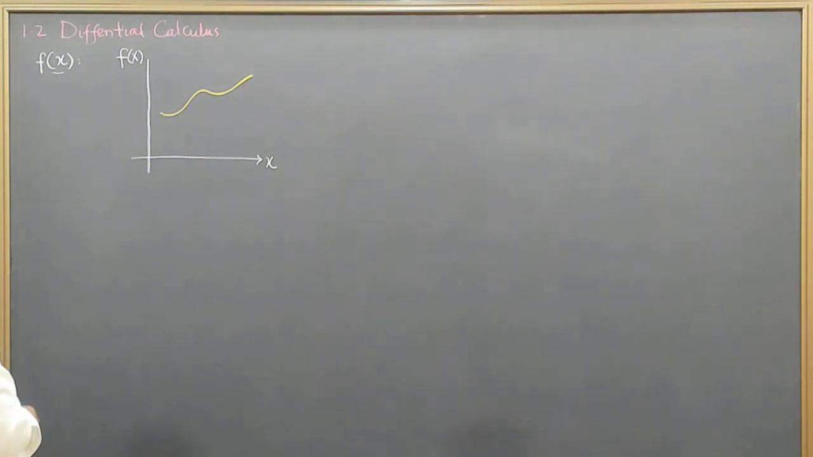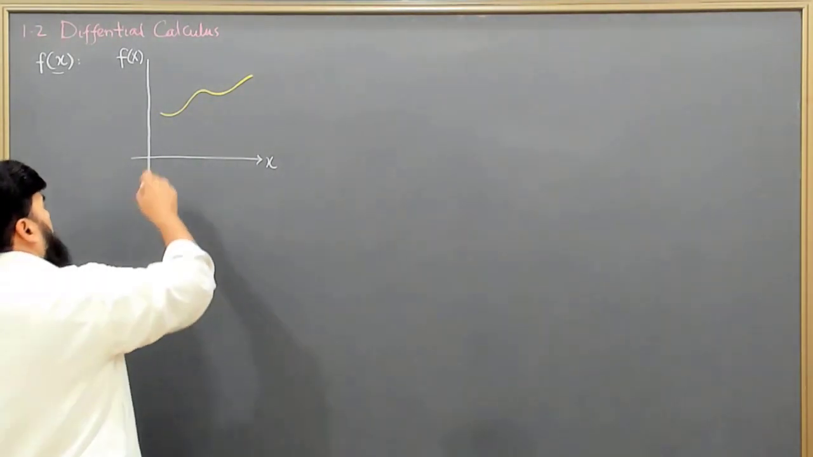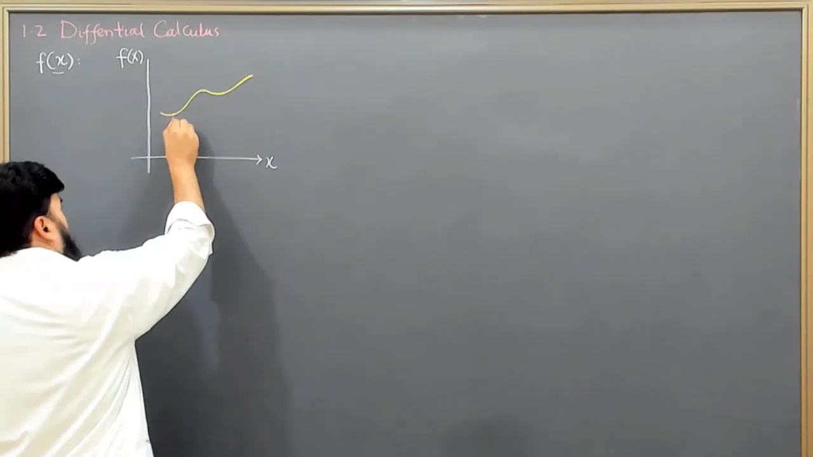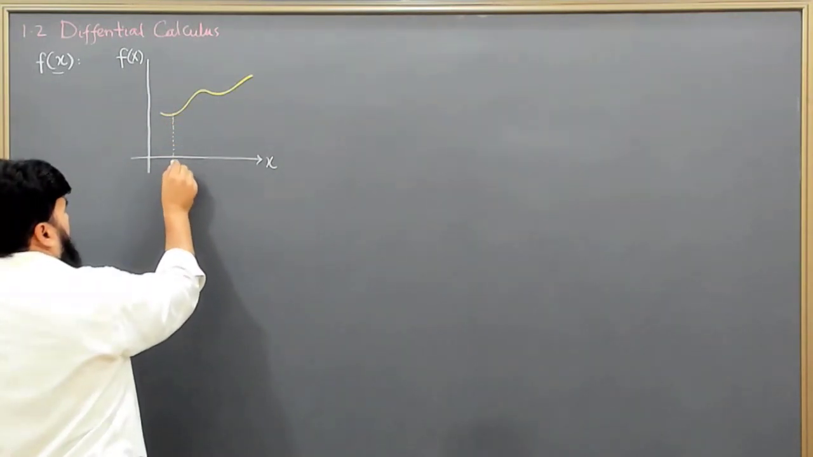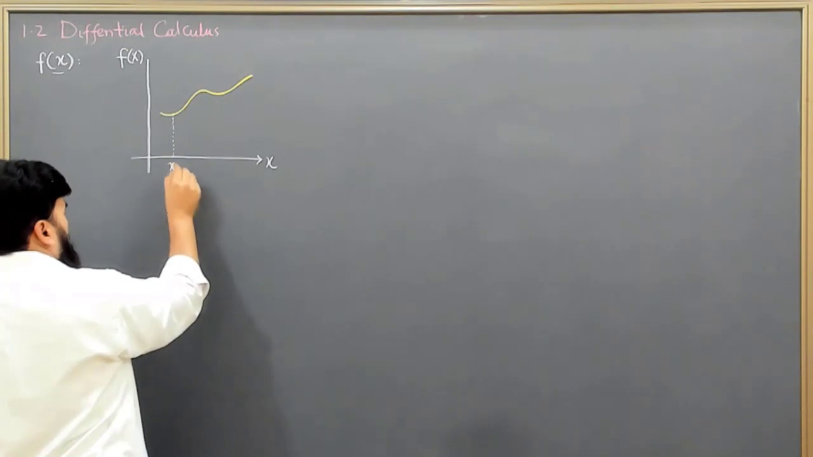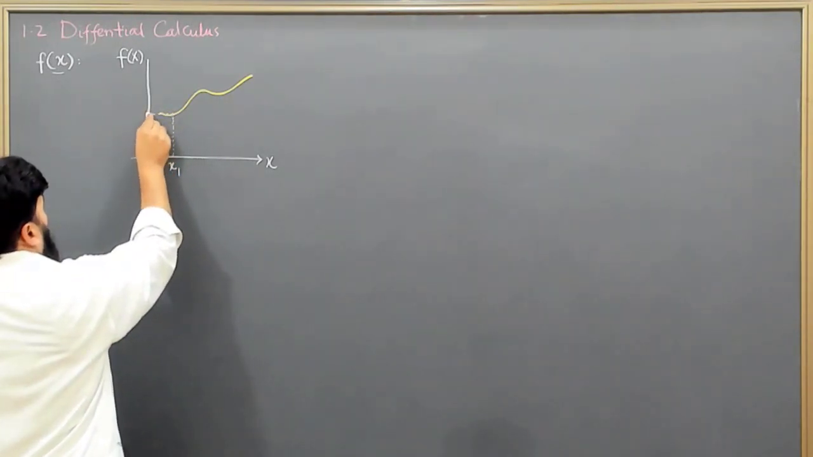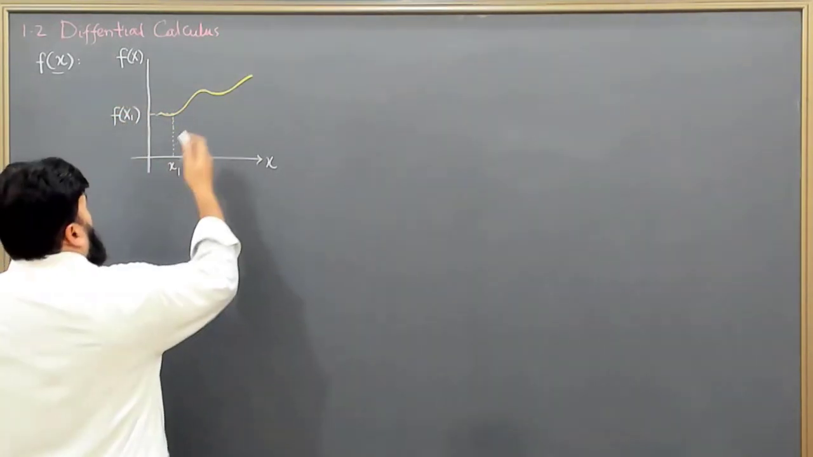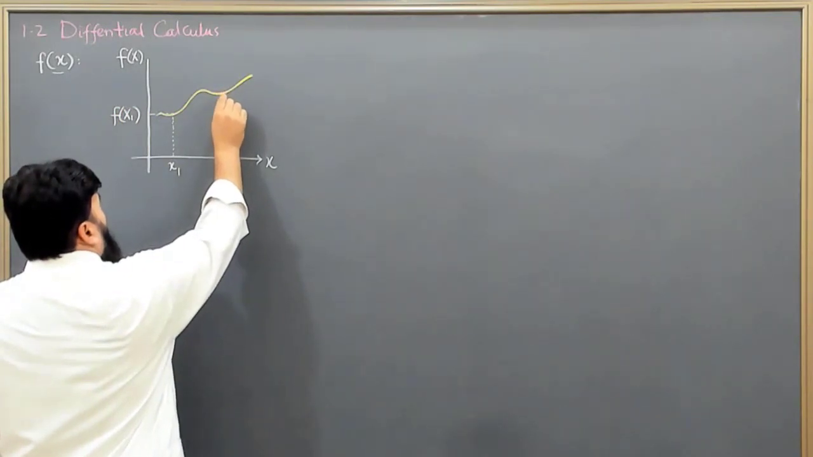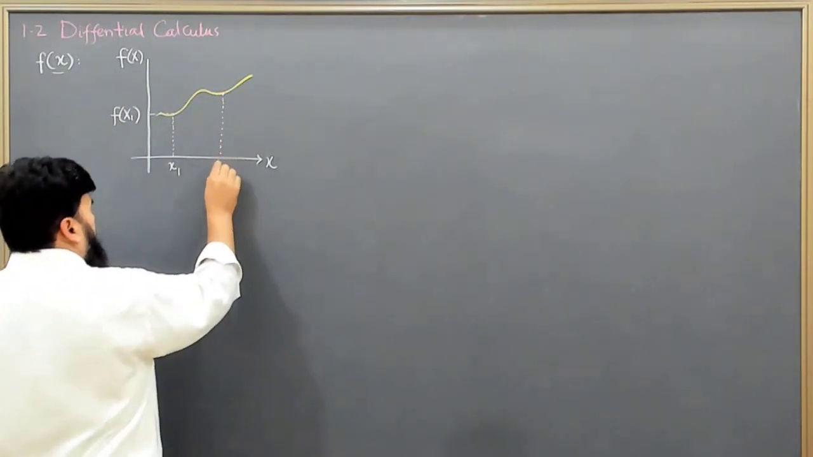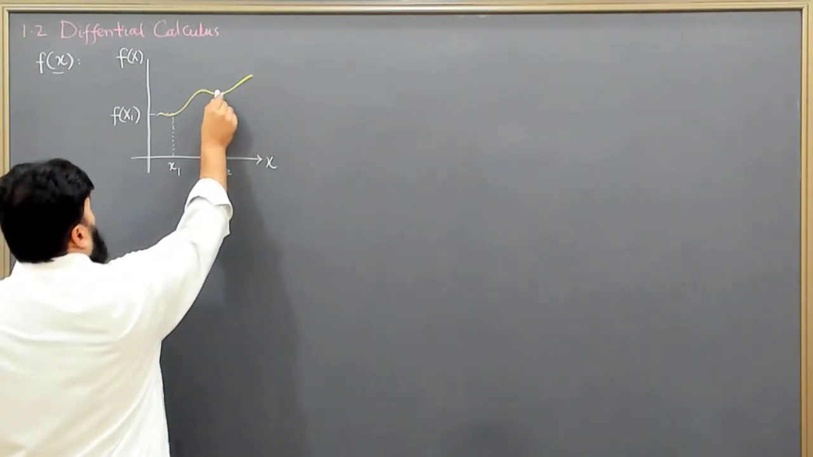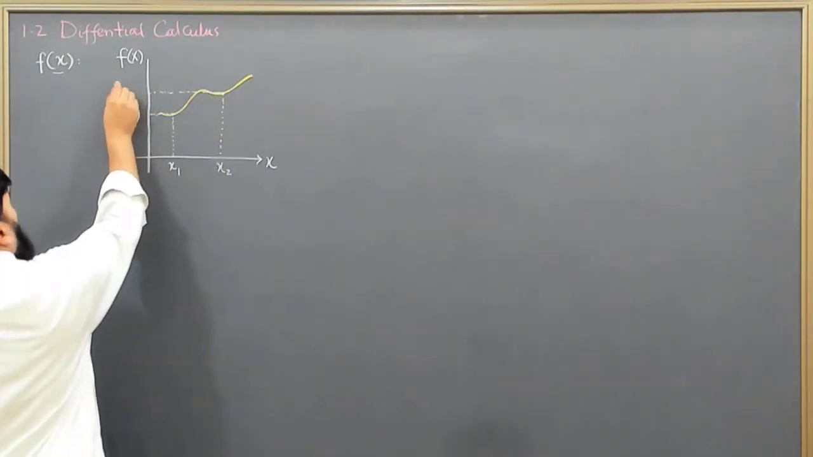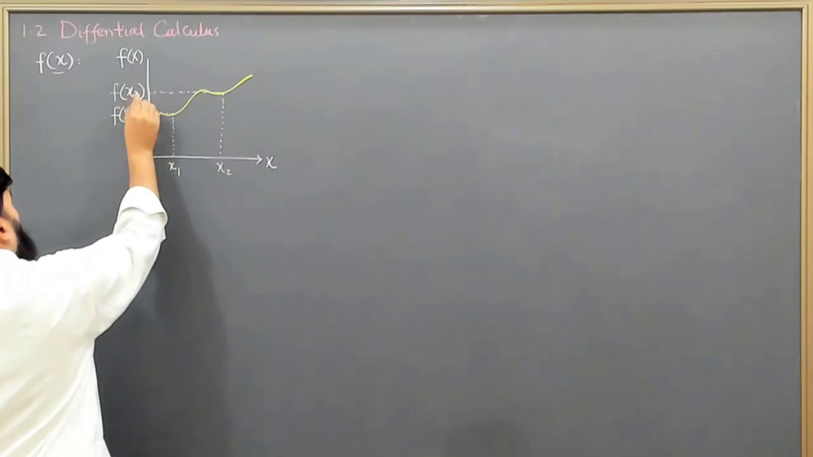Now, for example, I consider this point. This point on the x-axis is at this value. Let me call this value x1. So its corresponding y-axis value is f of x1. And let's say this is another value here on the x-axis, it is the x2 value, and the value corresponding to it on the y-axis is f of x2 here.